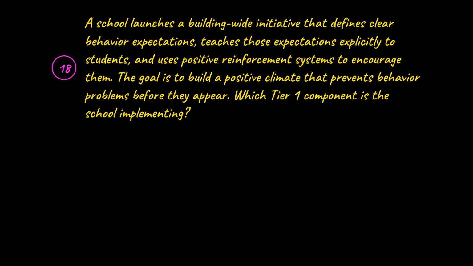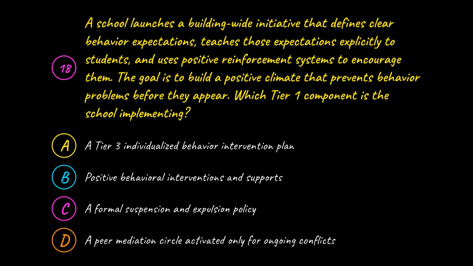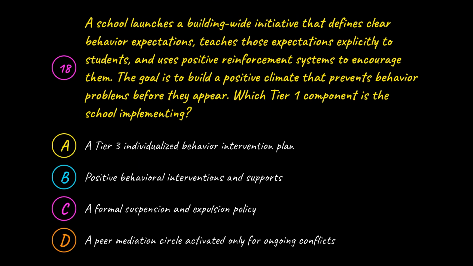Your options are A. Tier 3 Individualized Behavior Intervention Plan. B. Positive Behavioral Interventions and Supports. C. A Formal Suspension and Expulsion Policy. D. A peer mediation circle activated only for ongoing conflicts. Take a second, which answer would you pick?